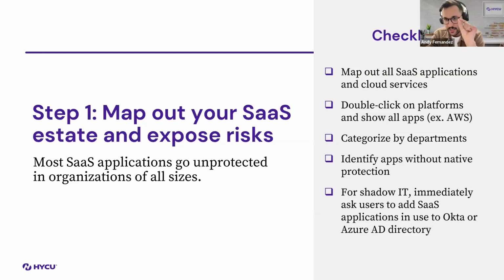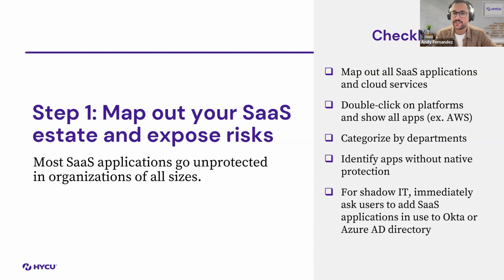It's also the microservices within the cloud that are all their own little estates now. You have to have an accounting of that. You have to double click, not just, hey, we're using AWS, but what actually are you using within AWS? What are the use cases? What are the services? Then you have to understand by department what you're using. You can't just have a single massive list of sources and not understand who's responsible, who paid for it, who's protecting it. And most importantly, you have to identify the apps that do not have native protection.